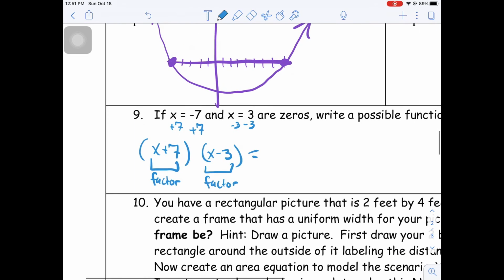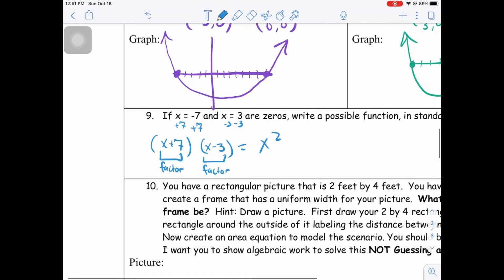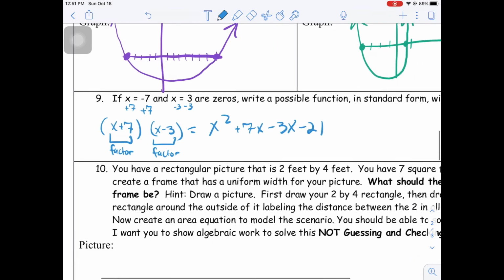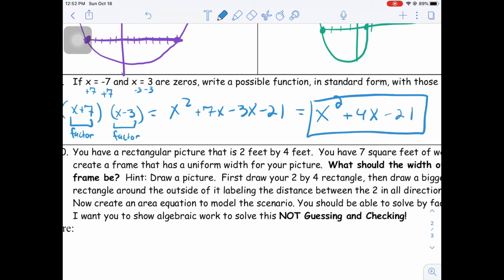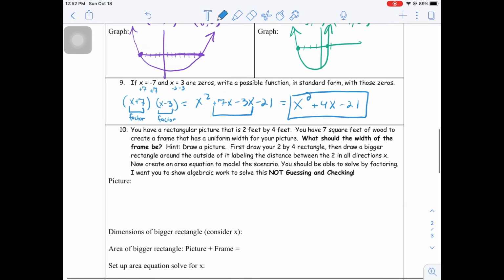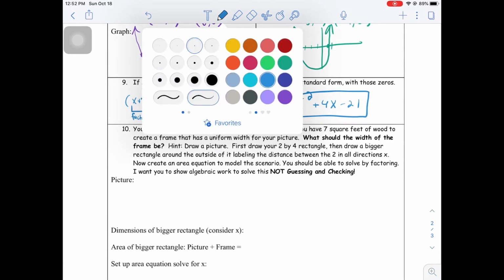So then we can multiply these two things together, and we would get x squared plus 7x minus 3x minus 21, which gives us the final answer in standard form, x squared plus 4x minus 21. Right, that positive 4x comes from positive 7 minus 3, and then that would be our final answer.